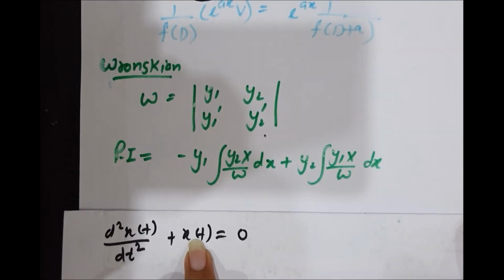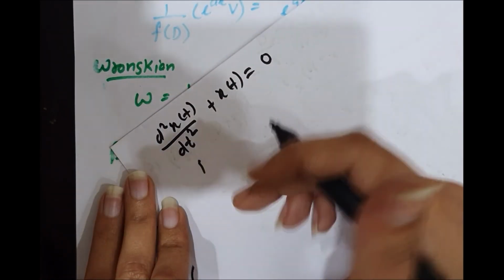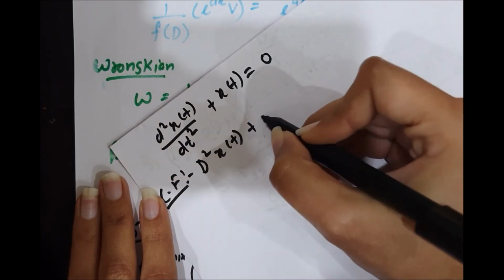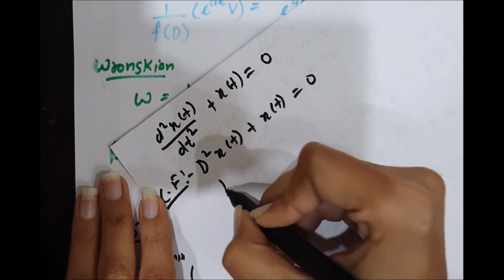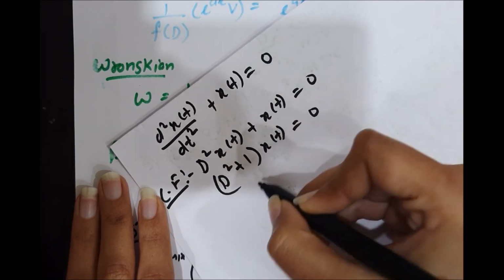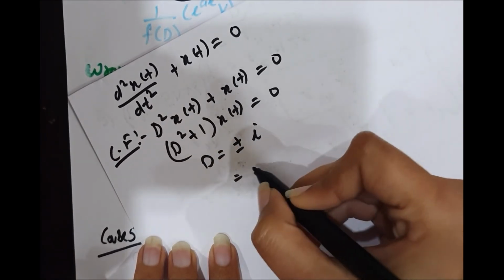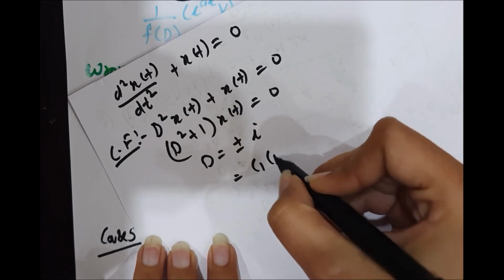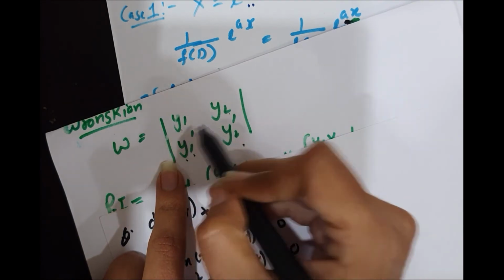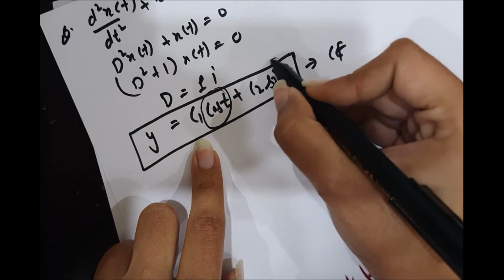Now the last topic of this concept, that is Wronskian. Now how do we find the Wronskian? Firstly, find its complementary function. So it comes out to be plus minus iota. So its complementary function would be... Now to find the Wronskian we need y1, y2. Now what is y1? This part is y1, this part is y2.